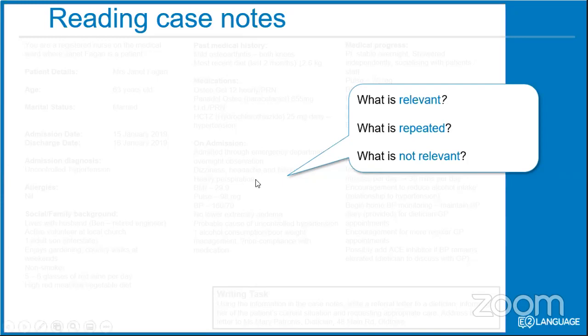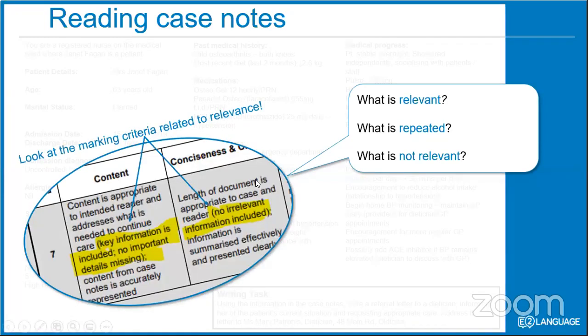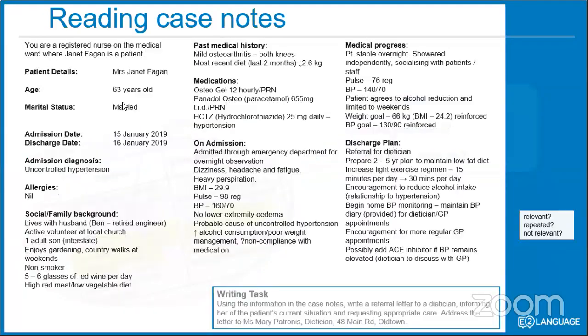Why do we do this organization? Well, according to the criteria, for content to get top marks, you need to make sure that key information is included and nothing important is missing. And then for conciseness and clarity, you need to make sure that no irrelevant information has been included. So include the relevant, exclude the irrelevant, in essence. So now you're going to spend 5 minutes going through these reading case notes. I will be quiet and I will wish you very good luck.